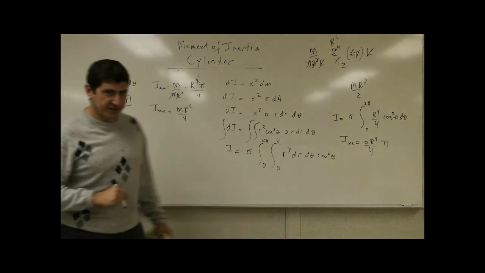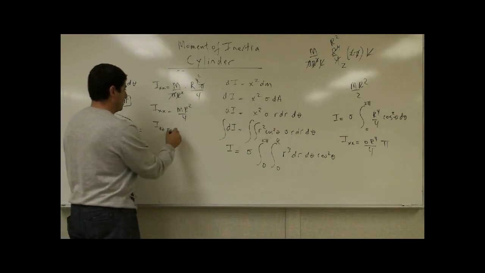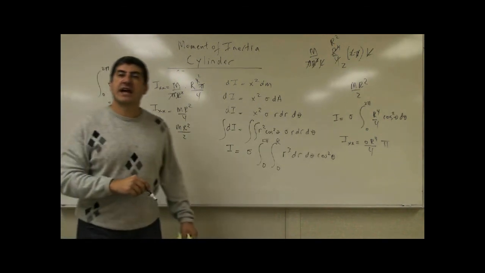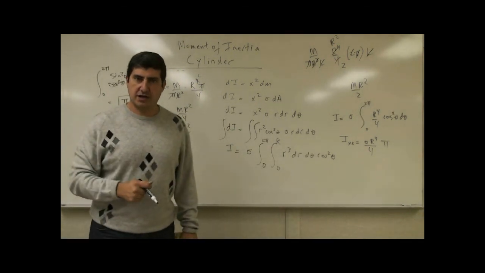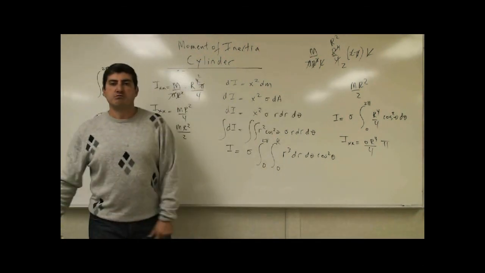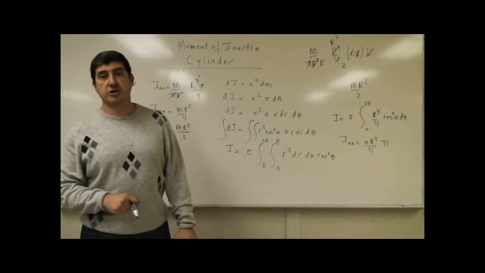Notice Izz came out to be what? m r squared over 2. So therefore Ixx is half of Izz. So now that proves for you the total moment of inertia of a cylinder equation. So now we're going to go to the moment of inertia of a sphere.